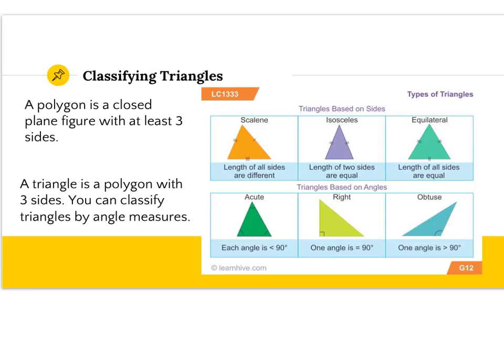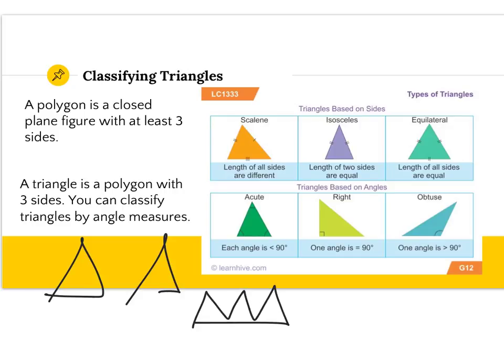A polygon is a closed plane figure with at least 3 sides. This is an example of a polygon. This is not. This is an example of a polygon. This is not. One type of polygon that we're going to focus on is a triangle.